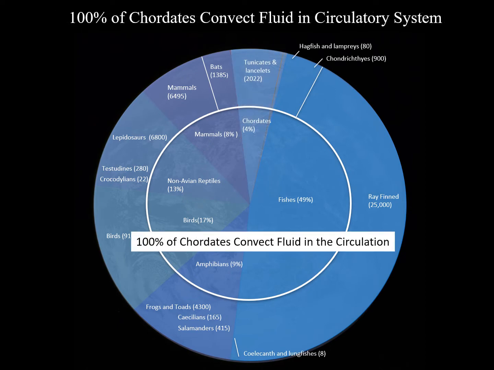100% of chordates convect fluid in a circulatory system. So even the handful of chordates that don't convect fluid for respiration, animals like the giant salamander that just does respiration over the skin, the Japanese salamander, they've completely lost their lungs. Or tunicates and lancelets, they rely on the skin again for respiration. All of those animals still have a circulatory system, so it's 100% of chordates that need to be able to push fluid through tubes in a circulatory system.